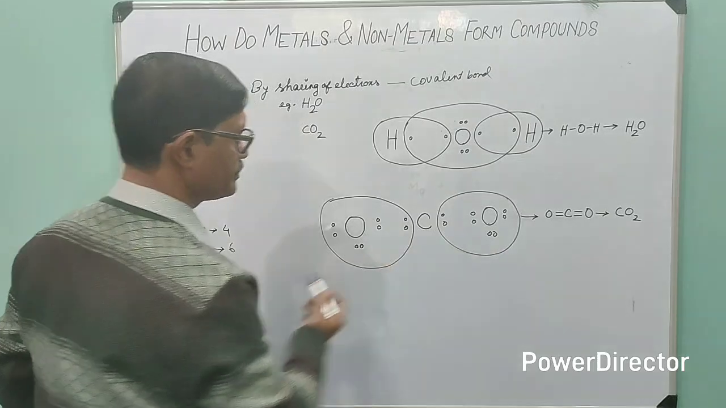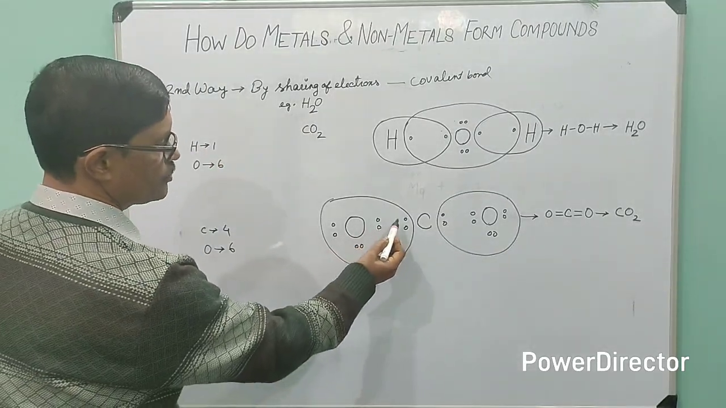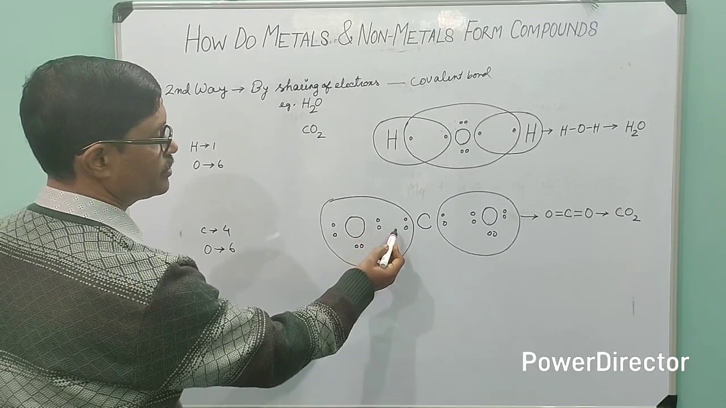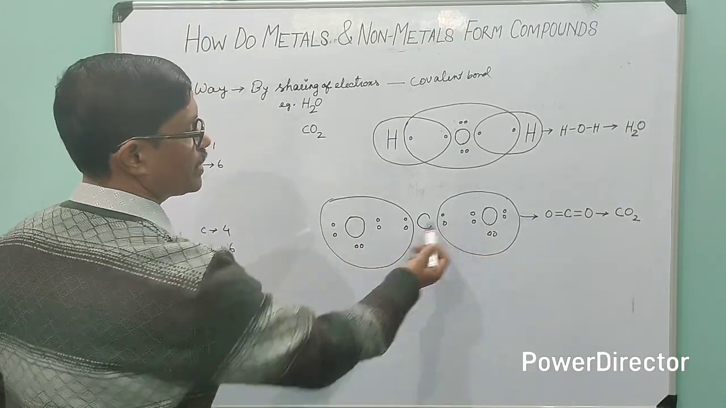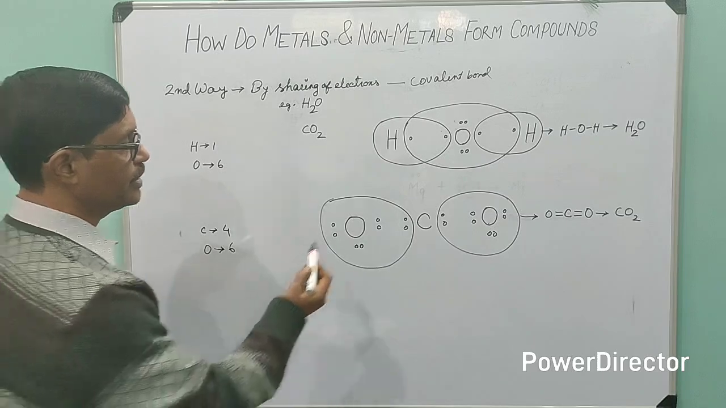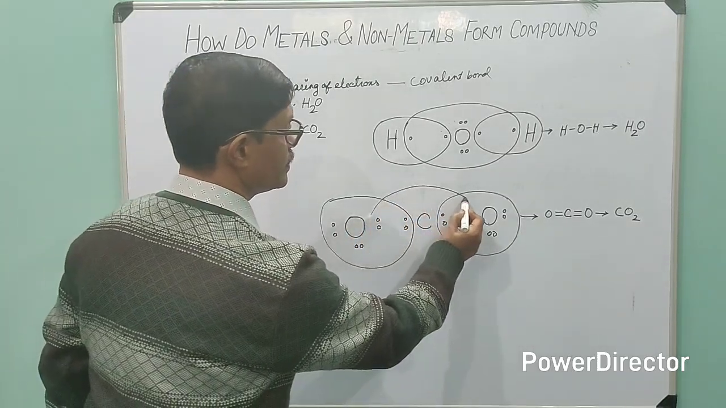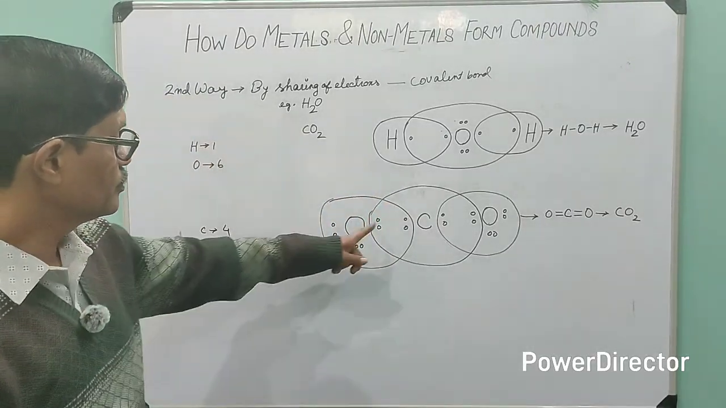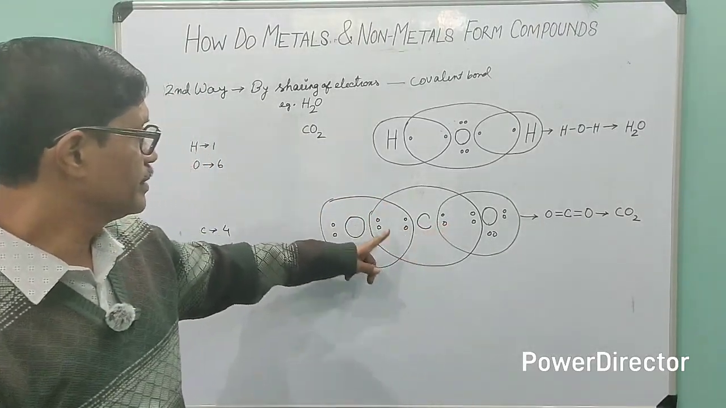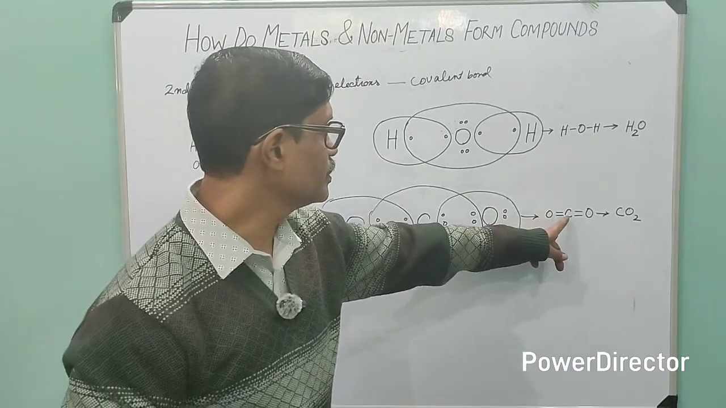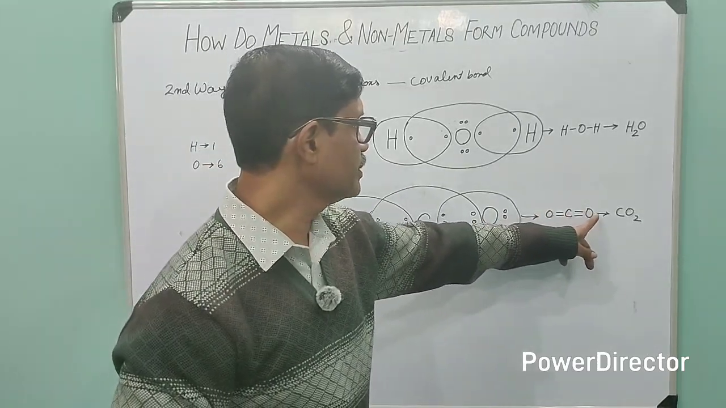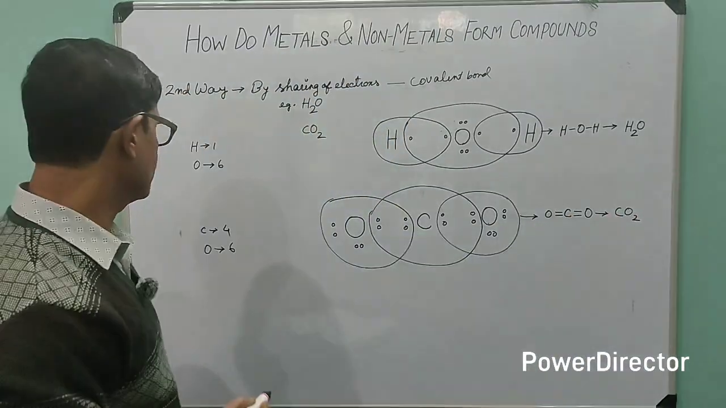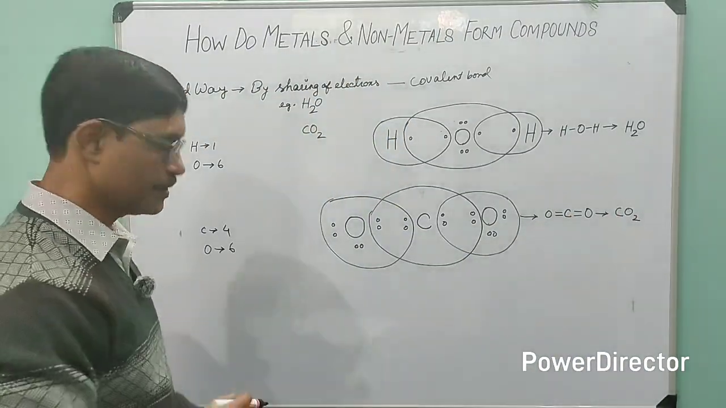Similarly, in case of carbon dioxide, carbon has 4 valence electrons, oxygen 6. They line up this way. Here 2 pairs of electrons they share. This oxygen shares 2 pairs of electrons with carbon, and this oxygen also shares 2 pairs of electrons with carbon. Thereby oxygen acquires 8 electrons in the outermost orbit. So each oxygen forms a double bond with carbon. Ultimately, the carbon dioxide molecule is formed.